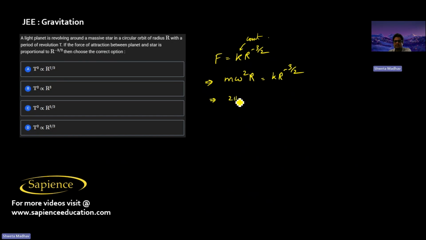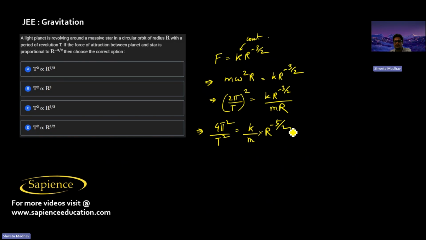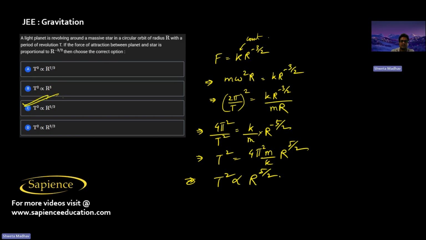From here you can say 2 pi by T, which is omega, squared, is equal to k into r power minus 3 by 2 by m. So this will be 4 pi square by T square, equal to k by m into r power minus 5 by 2. Therefore T square will be equal to 4 pi square m by k into r power 5 by 2. So T square is proportional to r power 5 by 2. So option C is the correct answer.